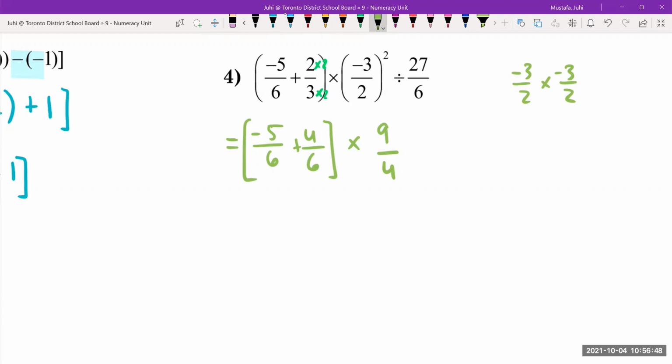And then you guys, what can I do for this division sign in the 27/6? How do we get rid of division and fractions? What do we do? Farabi? Yeah, you change it from a division to a multiplication, and then you take the reciprocal. All right, and now this question is kind of like what you're used to seeing. I'm going to add what's inside the bracket. -5 plus 4 is going to be -1/6 times 9/4 times 6/27.